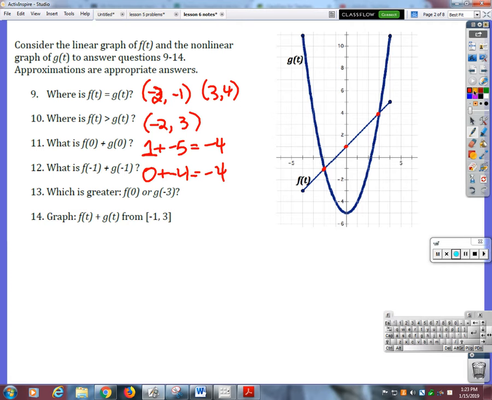Okay, so this point right here is -1, 0, right? So here's the -1, and the answer is 0. Then this point right here is -1, -4. Here's the -1, here's the -4. Okay? You good?